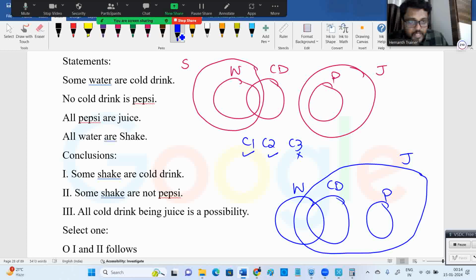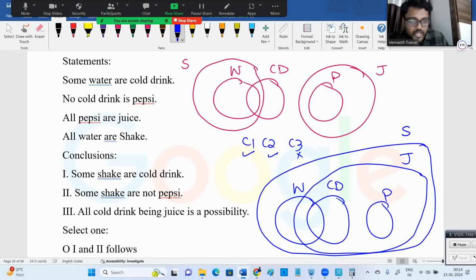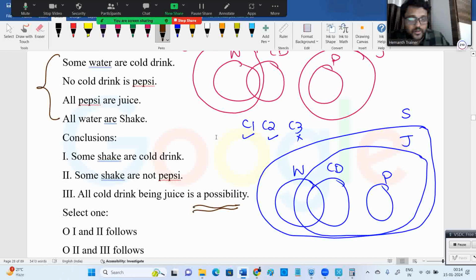All water are shake. Okay, I can draw like this also. Water entire should be inside the shake. This is also a correct diagram. For the statement, you have to draw the diagram. Now, when there is a whole possibility, if it satisfies one diagram also, you have to consider.